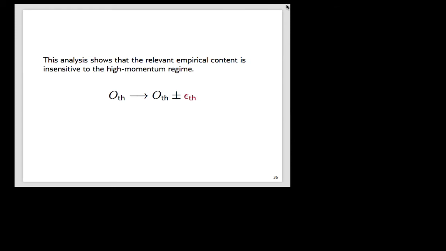And what you find when you do that analysis is that the values of the theoretical calculations for the observables do in fact change. You get some movement in their values, but they only move up to a finite level of accuracy. So you can place a principled bound on how much that empirical content is going to change, and that's this epsilon theory, this theoretical error. Okay, so this renormalization group analysis shows that the relevant empirical content is insensitive to the high momentum regime in this sense.